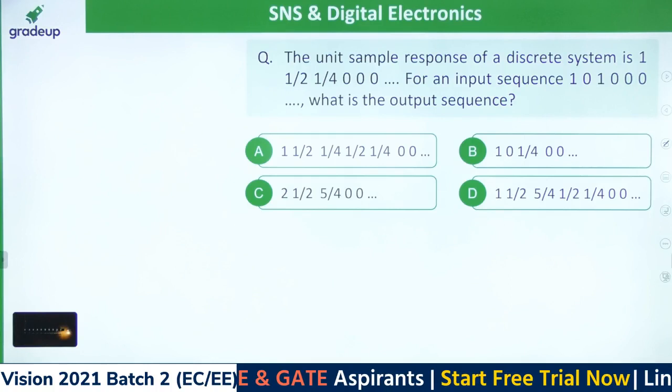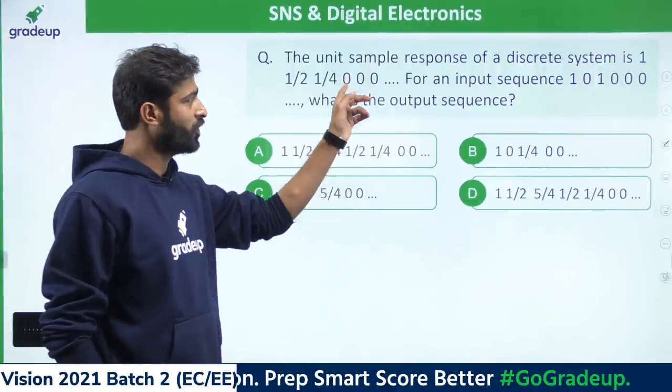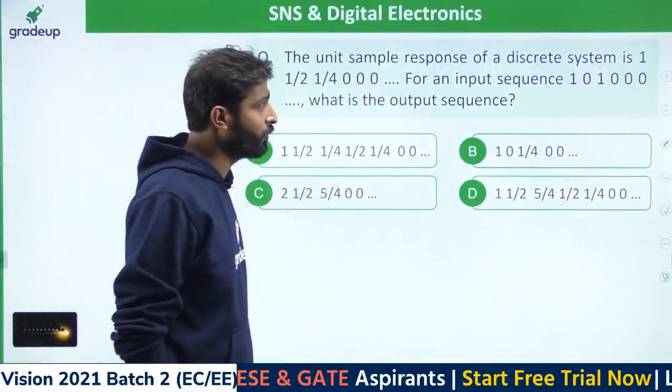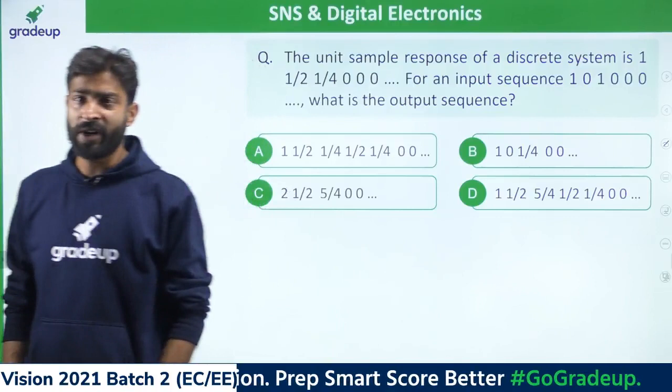The unit sample response of the discrete system is 1, 1/2, 1/4, 0, 0, 0, and so on. And the input sequence is given as 1, 0, 1, 0, 0, 0, and so on. What is the output sequence we have to find out? Yes, Sunita, just give me the answer for this question. How to solve this question? Everybody just give me the answer.